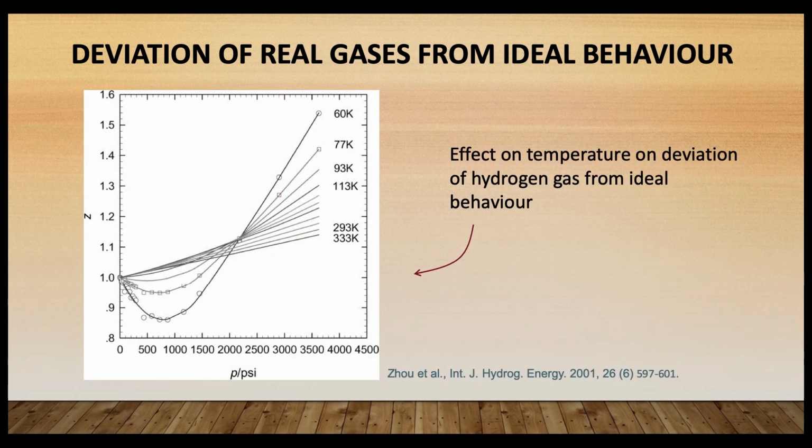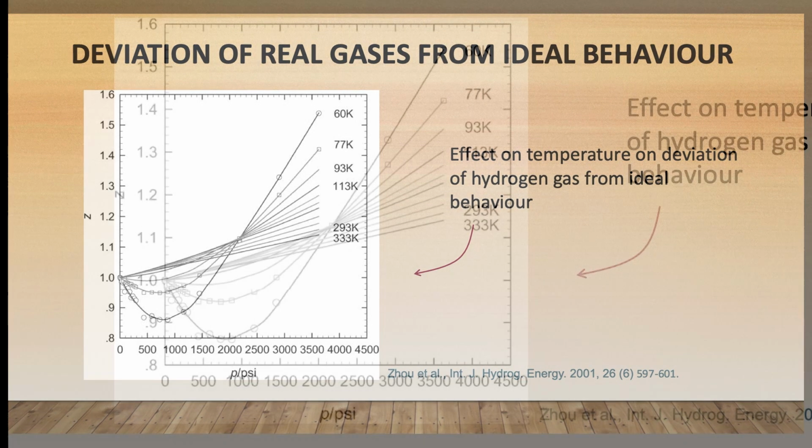Now, if we consider the effect of temperature on deviation from ideal behavior, the figure shows the plot of compressibility factor against pressure for hydrogen gas at different temperatures varying between 60 Kelvin to 333 Kelvin, and it is seen that as the temperature is raised, the dip in the curve becomes smaller and smaller.